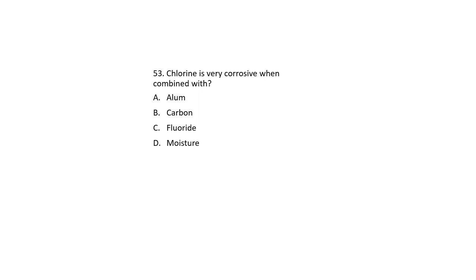When chlorine gas is added to water, it hydrolyzes rapidly, producing hydrochloric acid and hypochlorous acid, and the hypochlorous acid will dissociate into hypochlorite ions and hydrogen ions. Because hydrogen ions are produced, the water will become more acidic. The pH of water will decrease, so chlorine and moisture are corrosive.